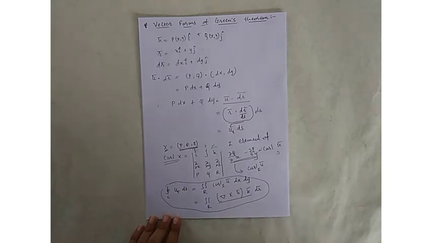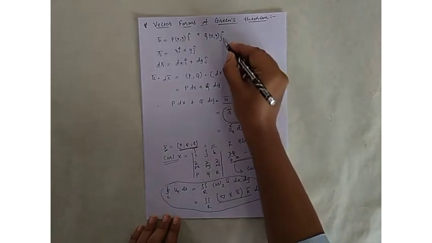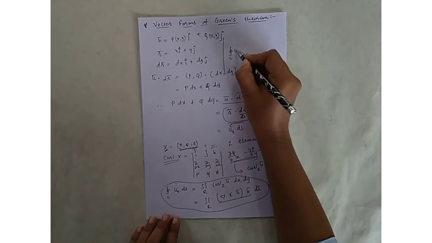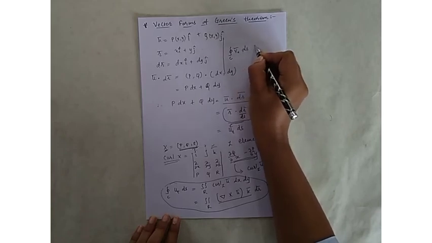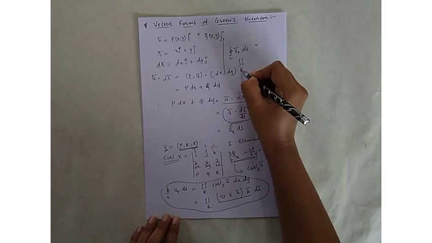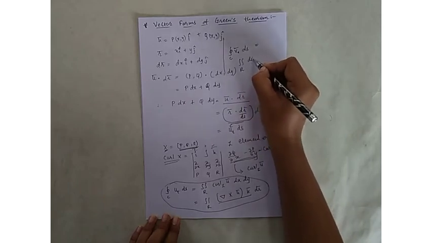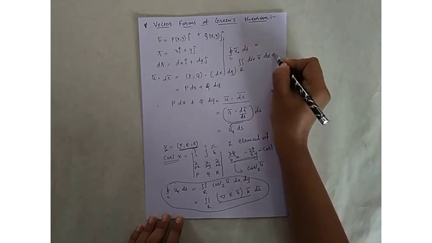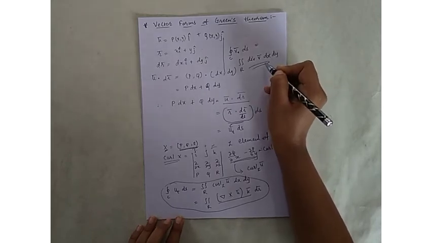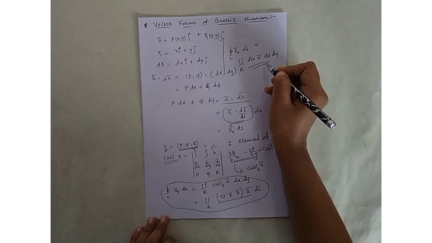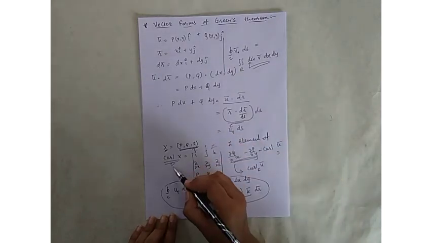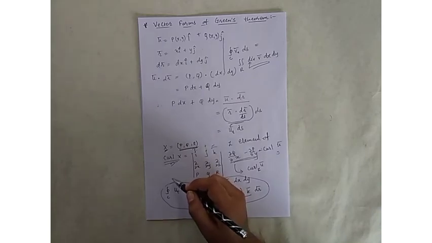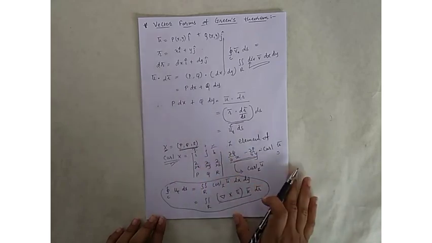Another vector form of Green's theorem is the integration on closed smooth curve C of vn ds, which is equal to the double integration over R of divergence v bar dx dy. This is another vector form of Green's theorem. So this divergence and curl we will learn in our next unit. Here you just need to know the definition.